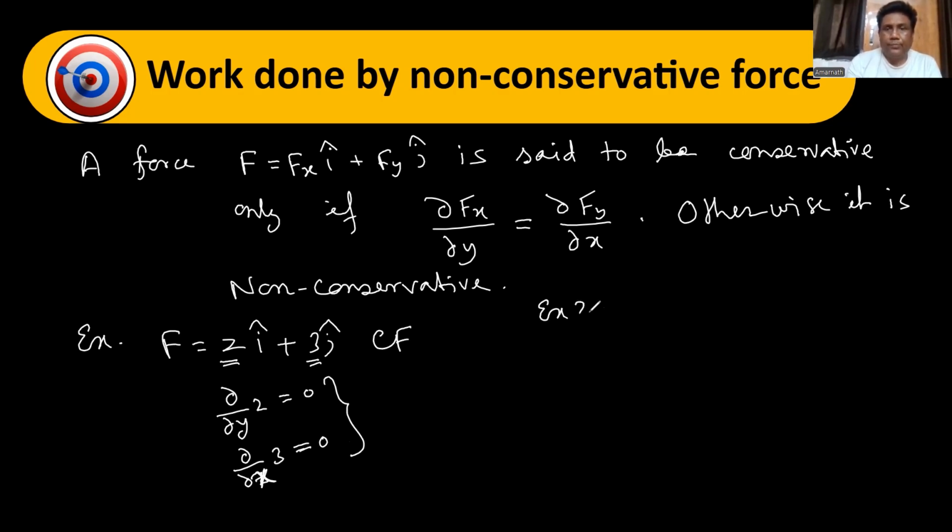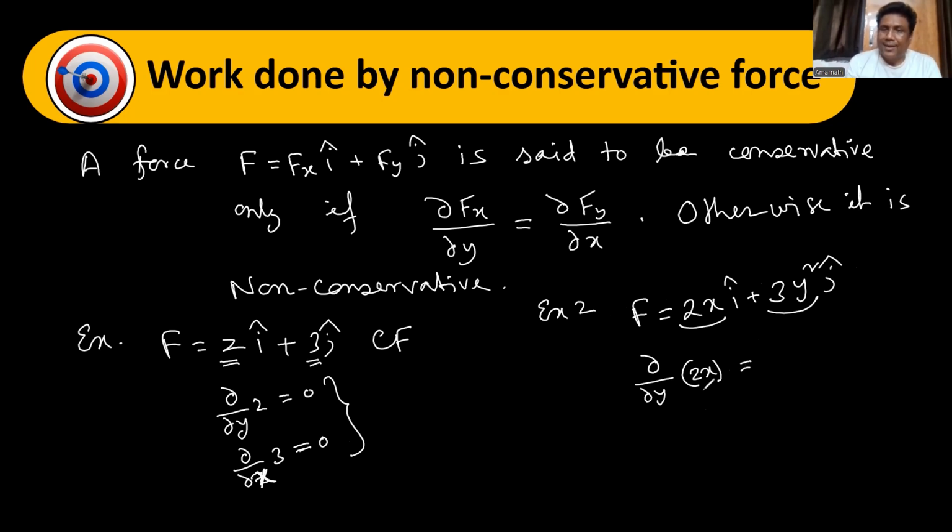Say example number 2: F equal to 2x i cap plus 3y square j cap. Here Fx is this, Fy is this. If I differentiate 2x with respect to y, remember as it is a partial differentiation, it will be 0 only. Dou x of 3y square will also be 0, because it is differentiation of y with respect to x. So both are equal, so it is also a conservative force.